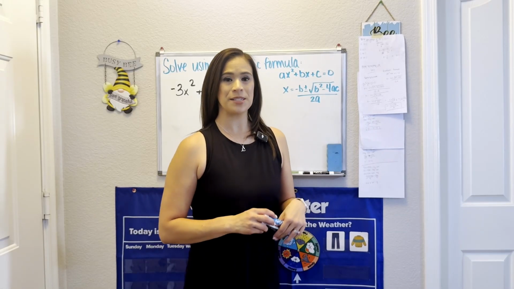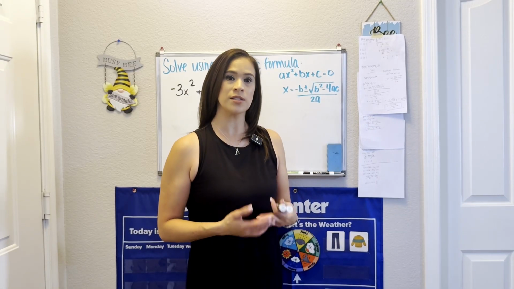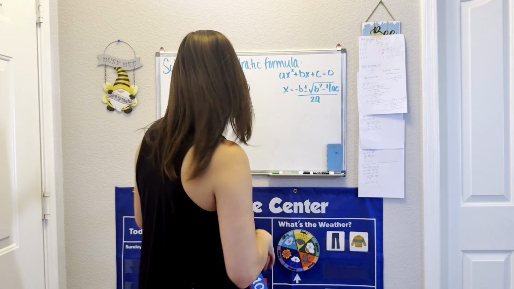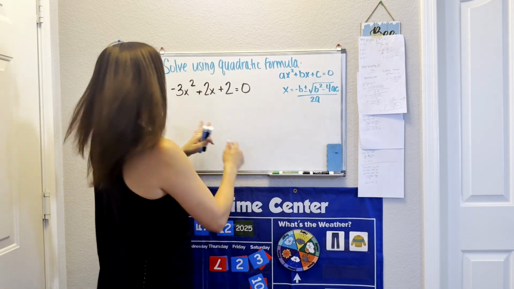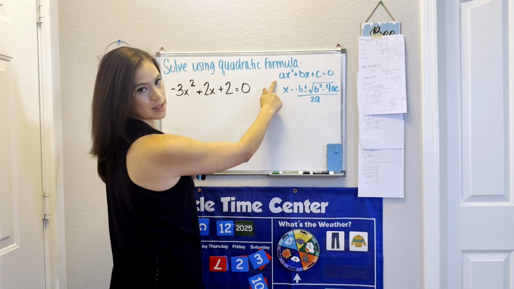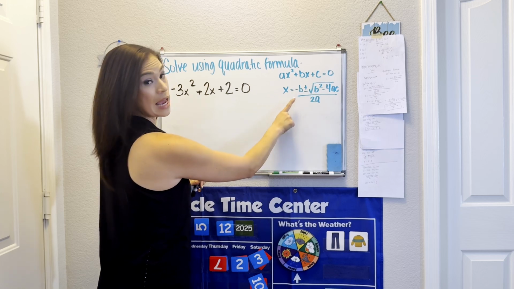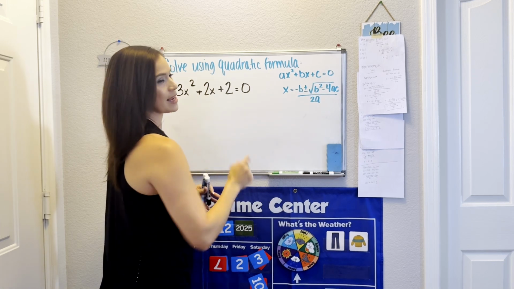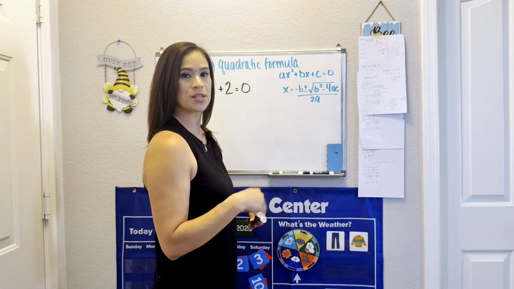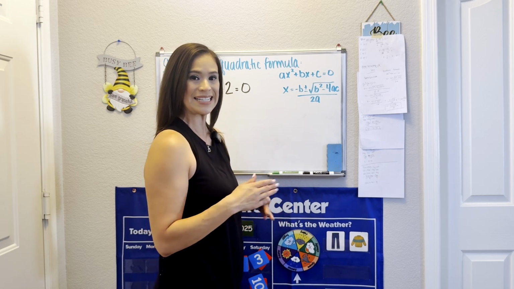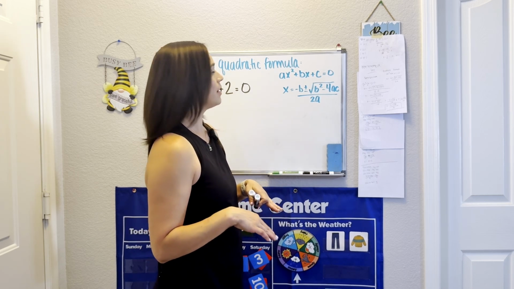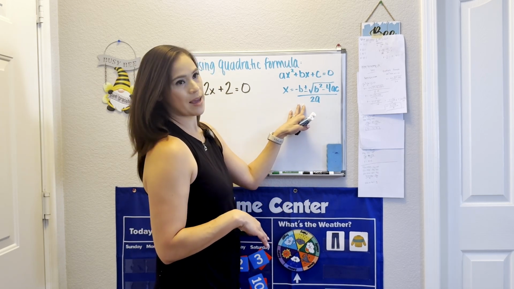Hi everyone, so I've been getting some questions about quadratic equations using the quadratic formula. So I have created a problem here, showing that we're using the same form, and knowing the quadratic formula, which is x equals negative b plus or minus the square root of b squared minus 4ac all over 2a.